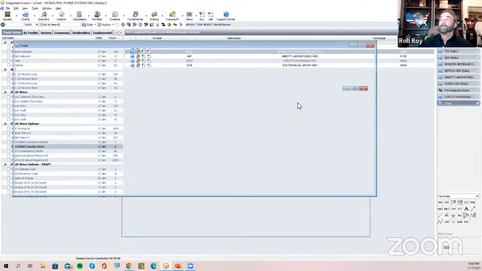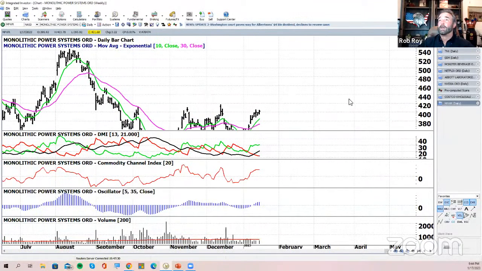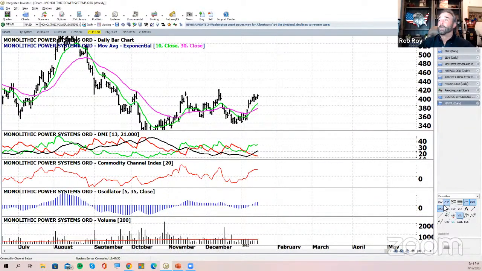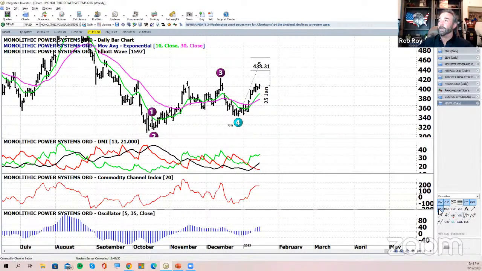MPWR, this one sometimes has some good patterns. We've had alerts on this one in the past. That looks, oh wow, that one looks pretty darn good. That's probably going to be it. That's going to be tough to beat.